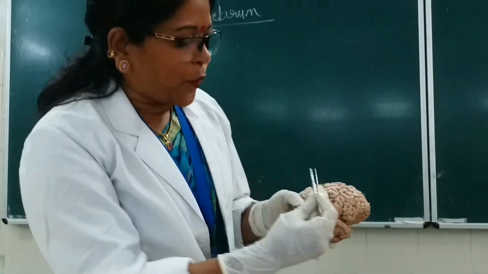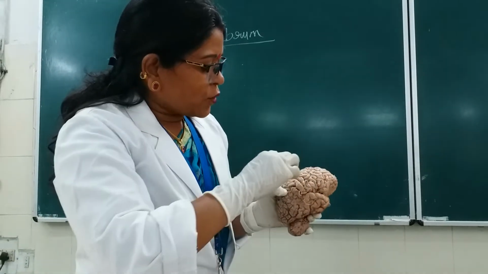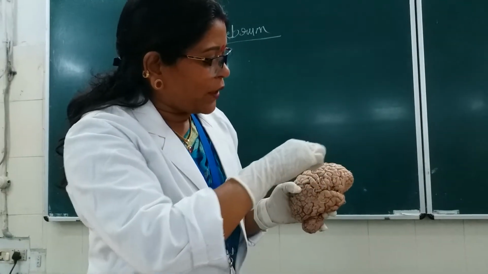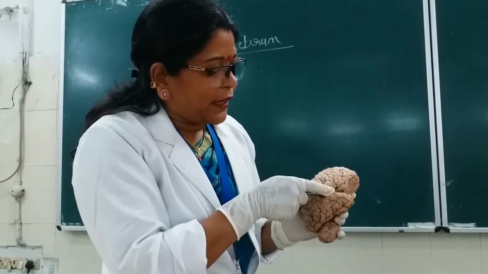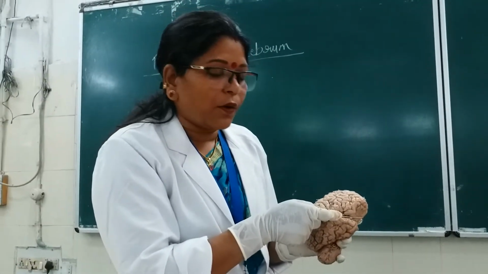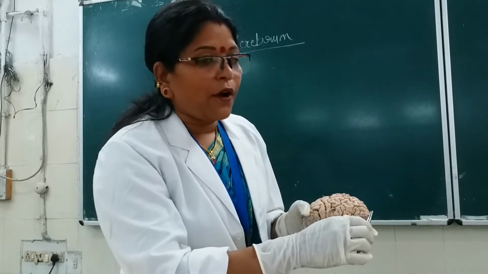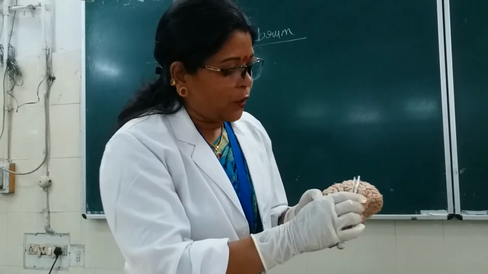It is bounded posteriorly by the central sulcus, and superiorly by the superomedial border here, and inferiorly it is bounded by the stem of the lateral sulcus. So, anterior to this central sulcus, it is the part of the frontal lobe.